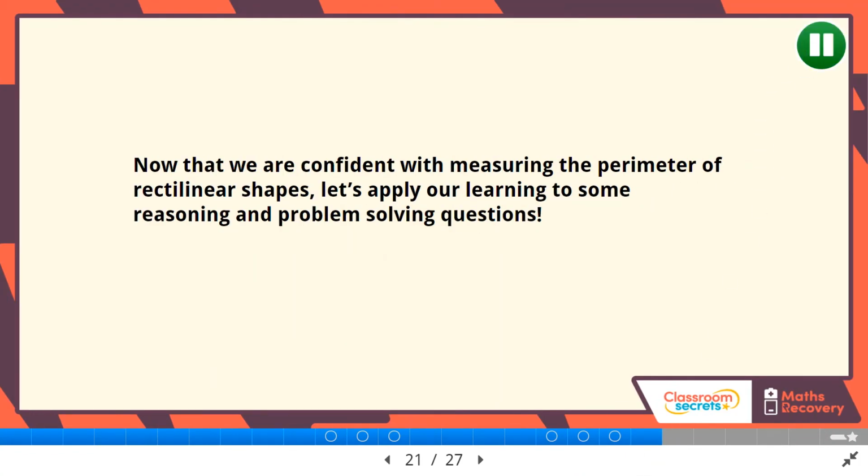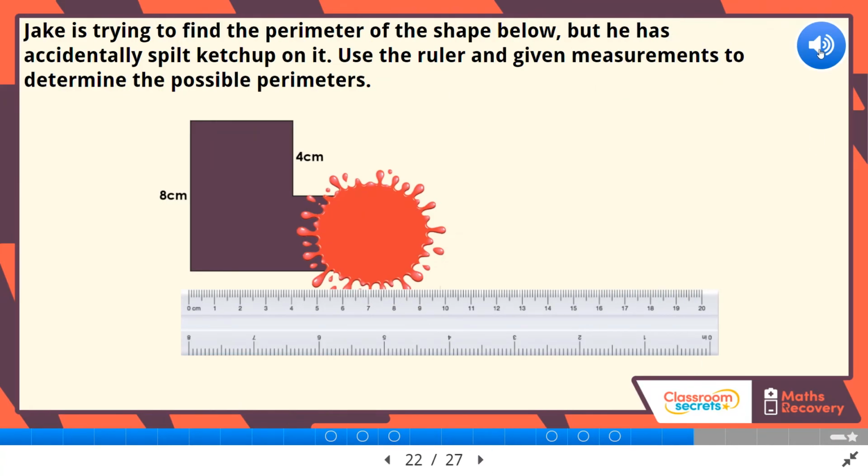Now that we are confident with measuring the perimeter of rectilinear shapes, let's apply our learning to some reasoning and problem-solving questions. Jake is trying to find the perimeter of the shape below, but he has accidentally spilt ketchup on it. Use the ruler and given measurements to determine the possible perimeters.